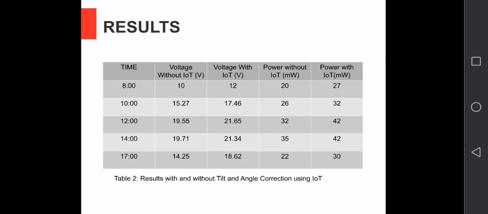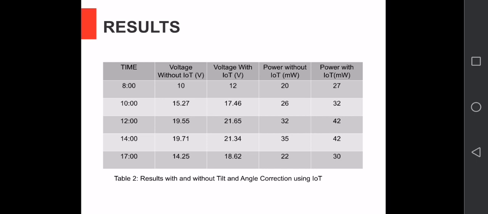Second up is the results with and without tilt and angle correction using IoT. So at 8 a.m., we fed the solar tracker the angle that it should be at, and IoT basically saved us precious 7 milliwatts of power. As you can see, at time 8 in the last column, power without IoT is 20 milliwatts and power with IoT is 27 milliwatts. So at any specific moment, if you're not using a solar tracker, you're losing precious amounts of solar output.